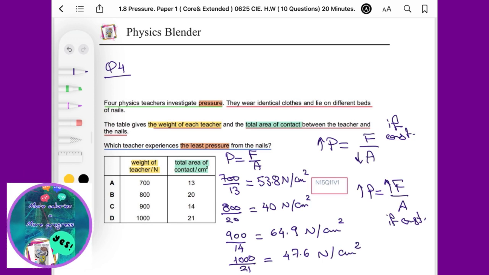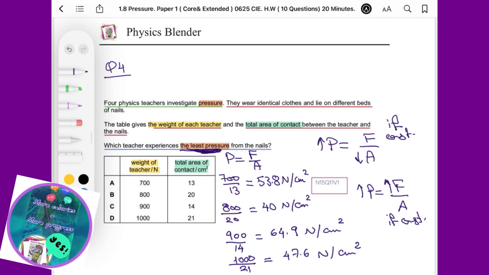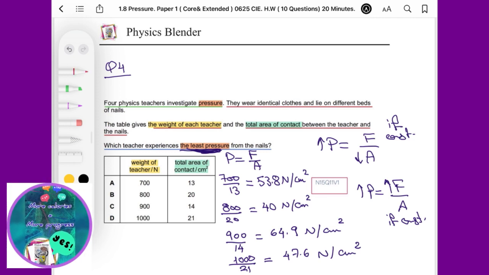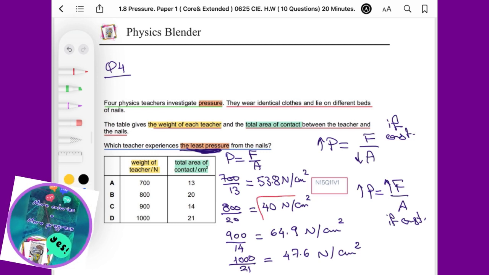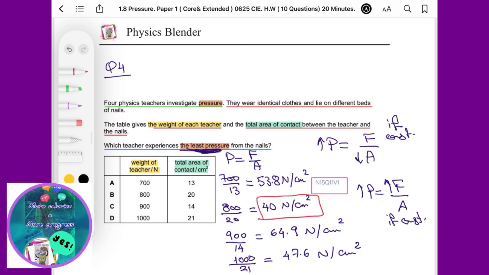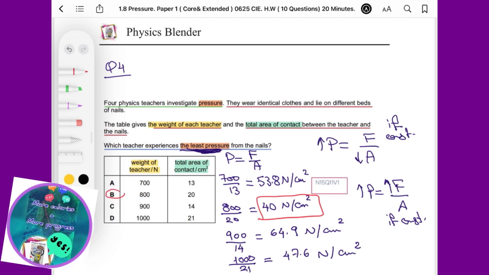Which one exerts or experiences least pressure? According to your answer, compare. You have here 40 Newton per square centimeter, so the correct answer is B.